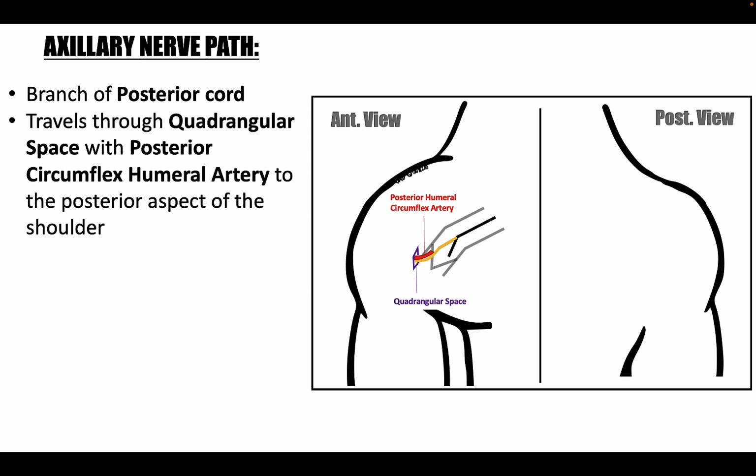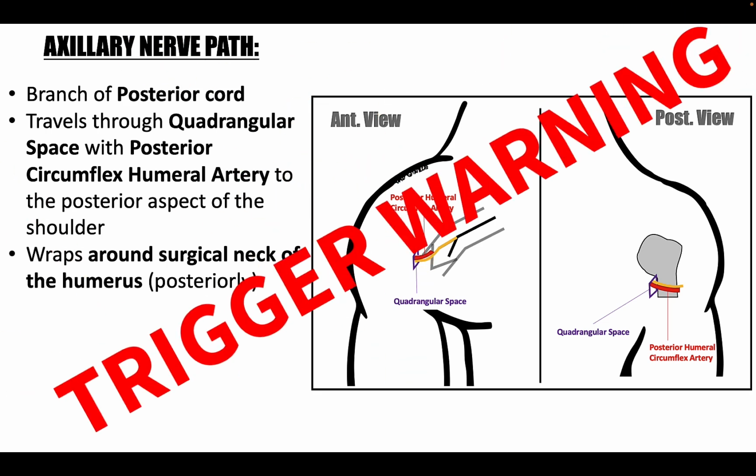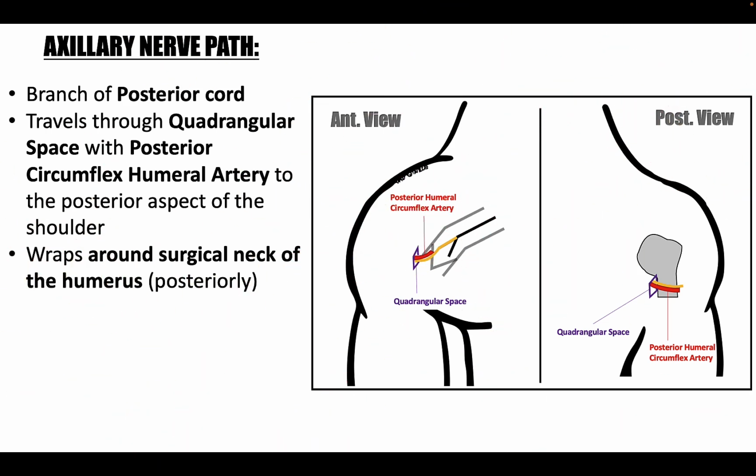For now, we can see the posterior circumflex humeral artery and the axillary nerve travel to the posterior surface through the quadrangular space, to then run along the posterior aspect of the surgical neck of the humerus. Ding, ding, ding! Another nerve-bone relationship. I want all my listeners to get these questions right on their tests. Surgical neck of the humerus should trigger you. You should immediately shout axillary nerve and posterior circumflex humeral artery because you can't help it.